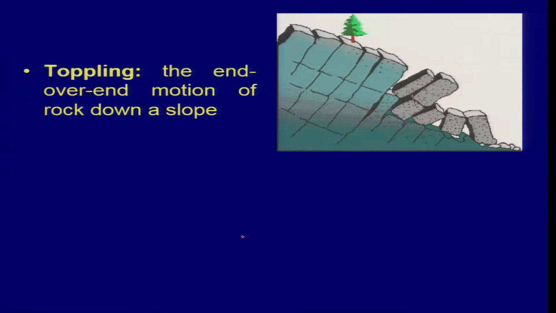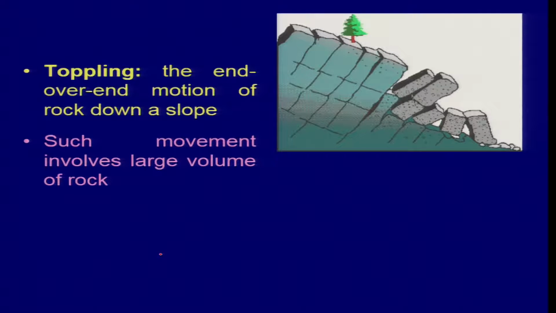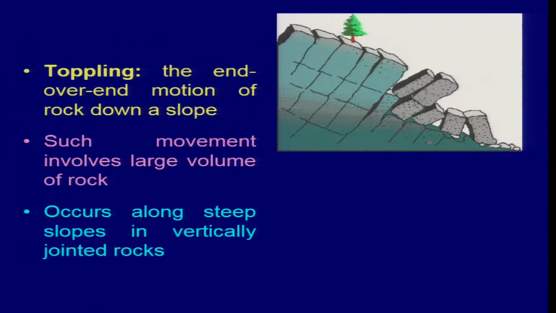Then toppling is another phenomenon associated with mass movement, and this will happen where you have mostly jointed rocks. That will facilitate the toppling of the material, and the movement will be an end over end motion. So, end over end motion will be something like this. This will topple down, and so if you have fractured material, you may face this type of landslide or mass movement, even though the rocks are massive in nature. It occurs along steep slopes with vertical joints.